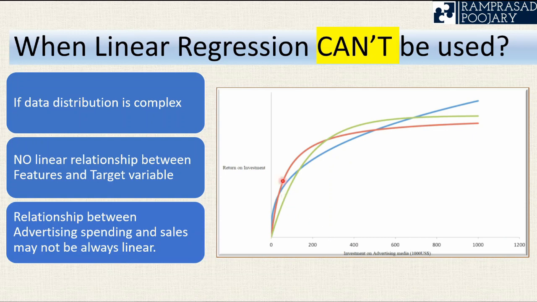Now this particular graph corresponds to the relationship between the spending for advertising media and the sales. So it may not always be linear. Maybe up to a certain point it may be linear, but after that there may be other factors which will affect the sales, and it may take a non-linear characteristic. In such cases linear regression cannot be used.